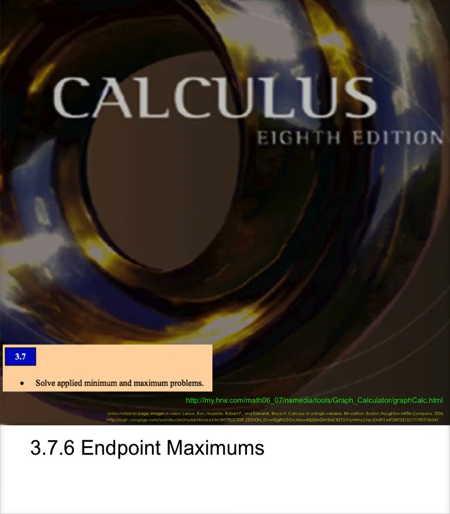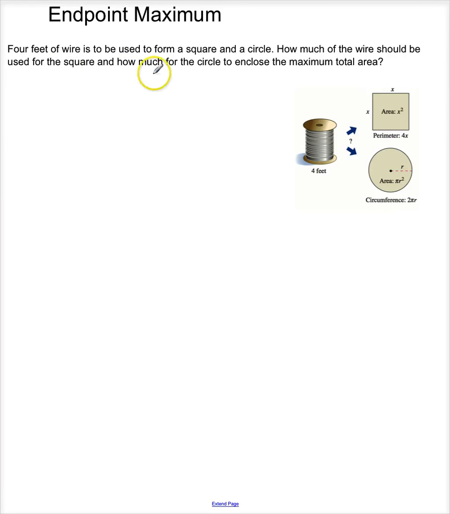Let's look at an endpoint maximum problem. Suppose I'm given 4 feet of wire, so I'm given a length of 4 feet, and I need to form a circle and a square. How much should be used for the square and how much for the circle?